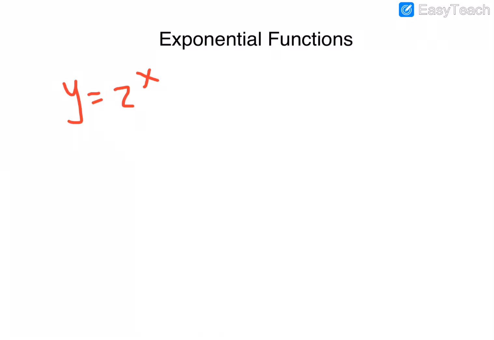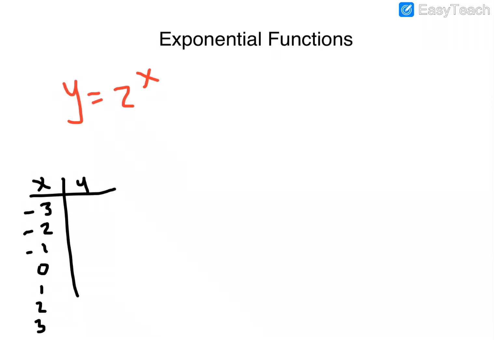Well, let's make a table. Let's say x is here, y is here, and basically we're going to plug in numbers there, and let's keep them small. So let's say something like -3, -2, -1, 0, 1, 2, 3. Okay, so let's go ahead and plug those numbers in there. That's all we're going to do.